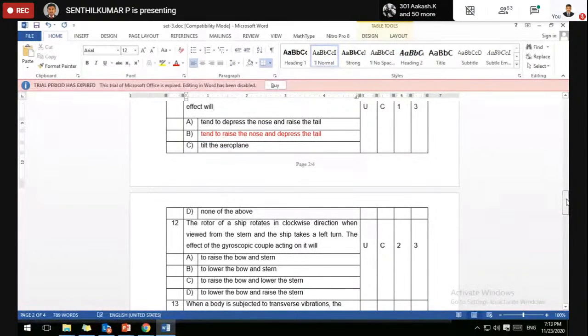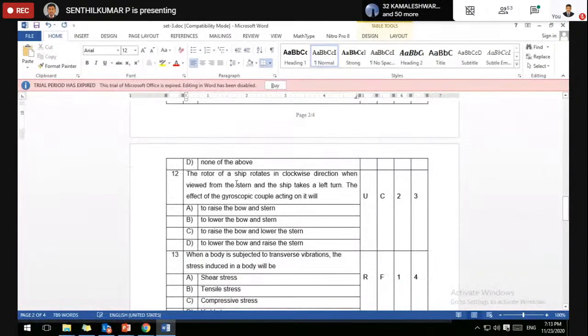See here, there is one more question from the ship. The rotor of the ship rotates clockwise with some conditions given, and they will ask you to find the gyroscopic couple effect. Okay, so try to find the answer for the 12th question. Then can you guess the answer for 13?